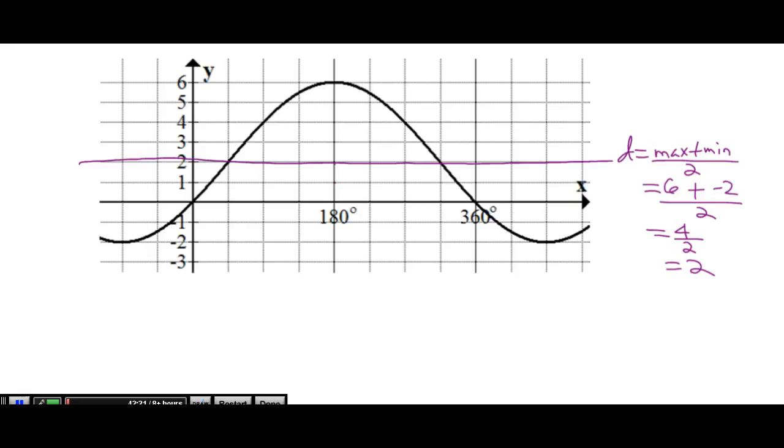Okay, so I'm going to use the formula here to get D. D is max plus min over 2, which is 6 plus negative 2 over 2, which is 4 over 2, which is 2. A is max minus min over 2, which is 6 minus negative 2 over 2, which is 8 over 2, which is 4. Now, you could also just count. You're not going to count when this is a real-life scenario and it's like a 100-meter Ferris wheel or something. You're going to be using these formulas.